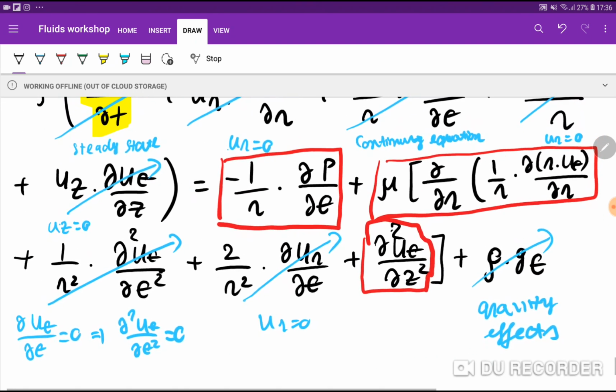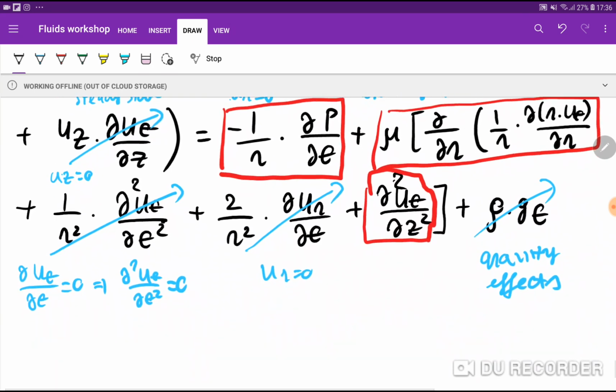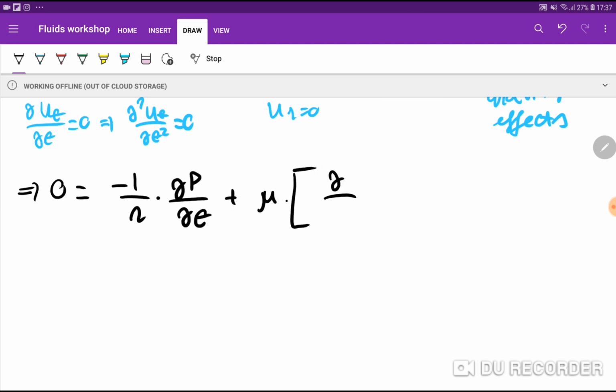So as I mentioned in the previous video, in this case we have 3 terms left instead of 1. Usually the pressure gradient equals 0, like the previous analysis. So let's write all that down and set them equal to 0, okay? So you just have 0 equal to negative 1 over r times partial p over partial theta, plus mu times partial with respect to r of 1 over r times partial of r times u theta with respect to r.